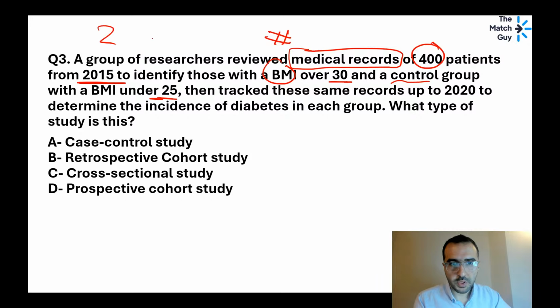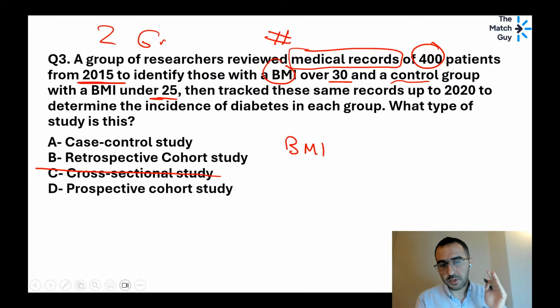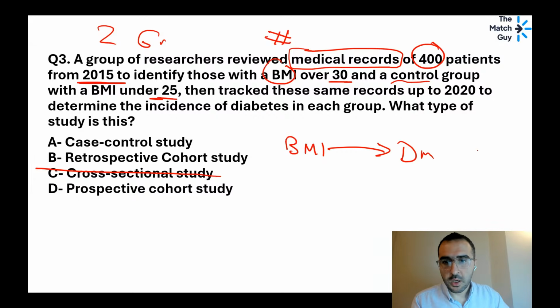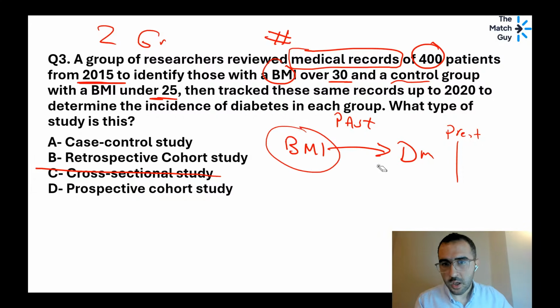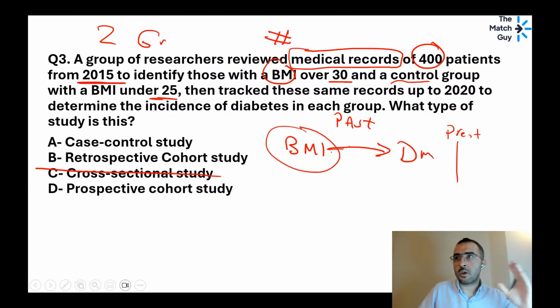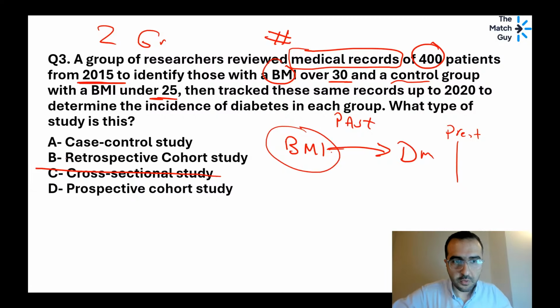So again, we have two groups, so we cross out cross-sectional study. Here, you started with the BMI and you tracked these people in the past. So we don't follow up in the future. We track in the past to determine diabetes. Here's the present time, and here's the past time. In the past, I started with BMI and I follow up in the past, like we have medical records, you track medical records in the past. So this one is a retrospective cohort study.